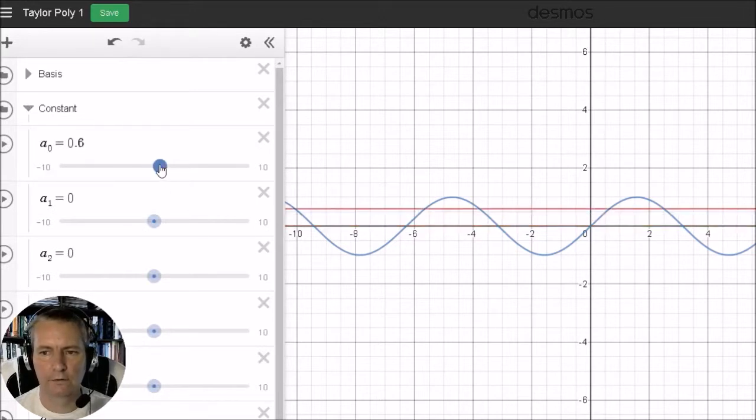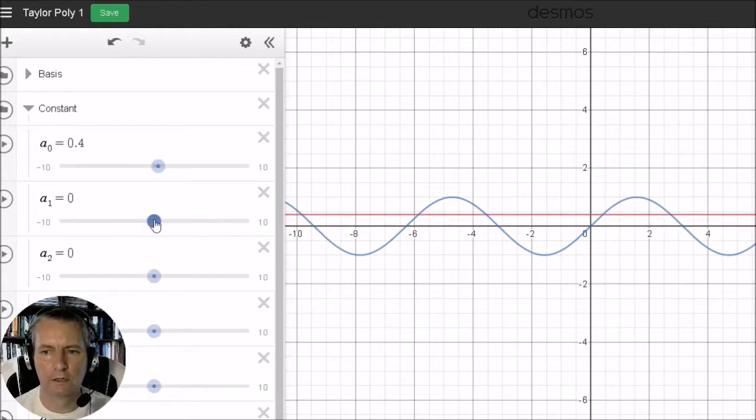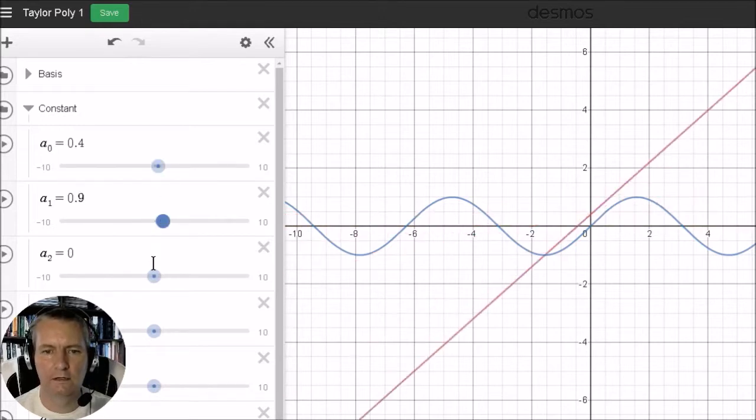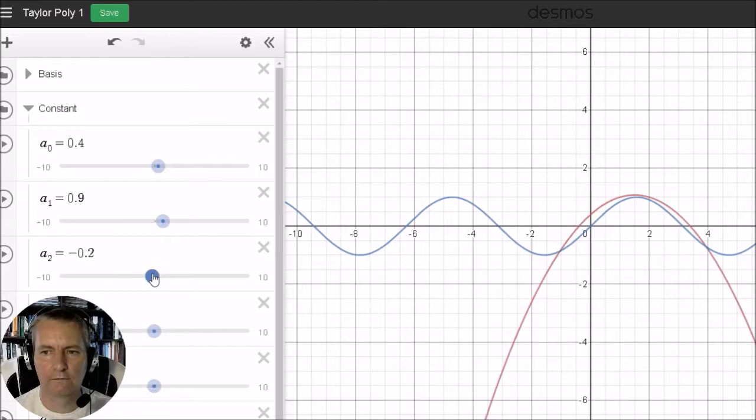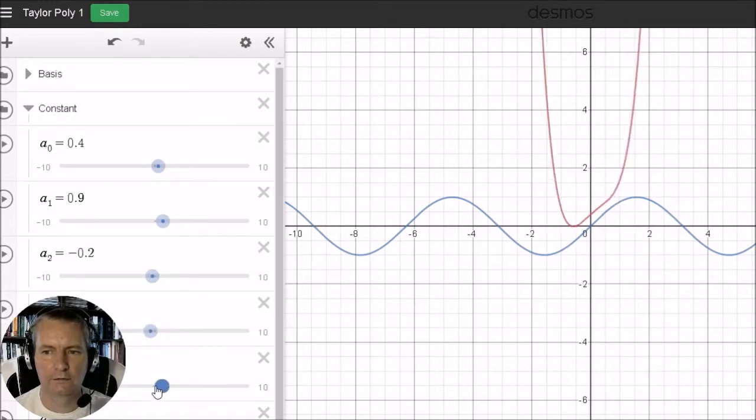So that's the first value there, as we've seen before. That's the second one, which is the line. The third one, it starts to curve. The fourth one, it curves in a different direction. Okay, and then you can continue on like this, and so on and so forth.